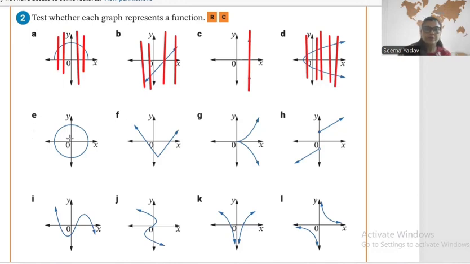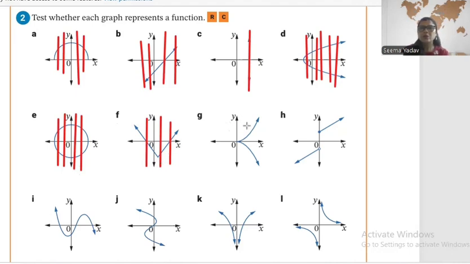Now this next graph, let's draw a vertical line on it. We can see any vertical line will cut this graph twice. It means this graph doesn't represent a function. Now the next problem, let's draw vertical lines on this graph. We can see any vertical line will cut this graph at once, so this graph represents a function.